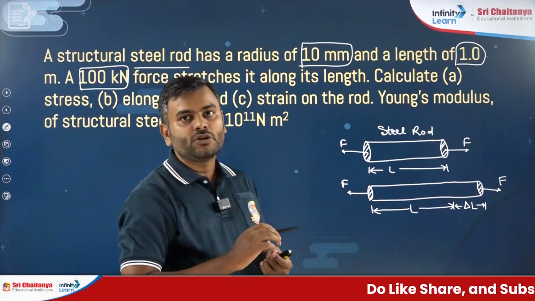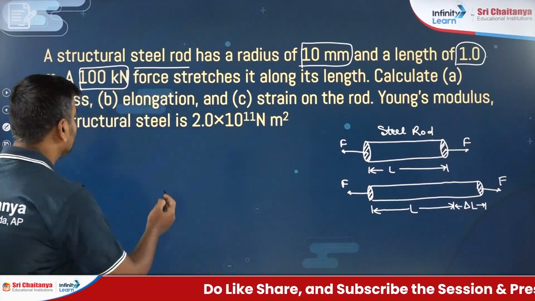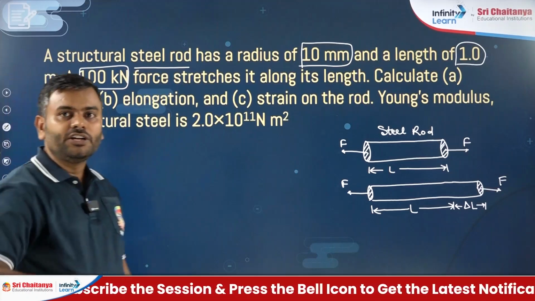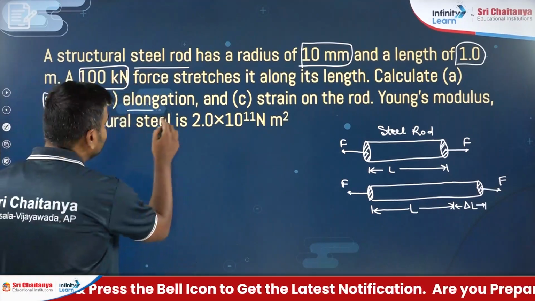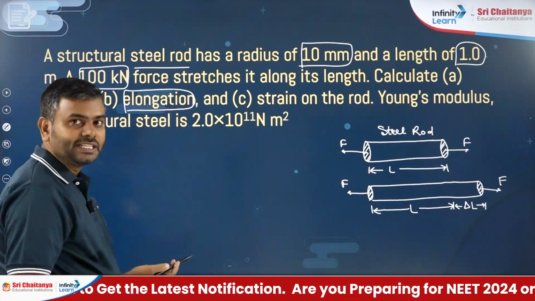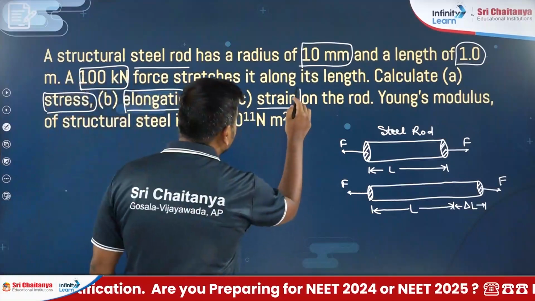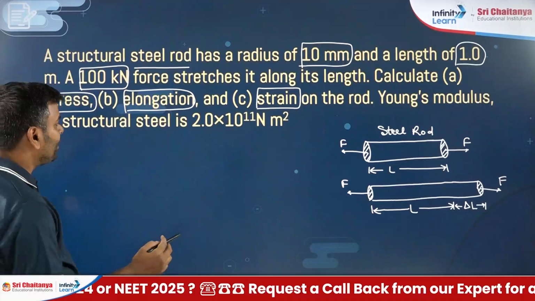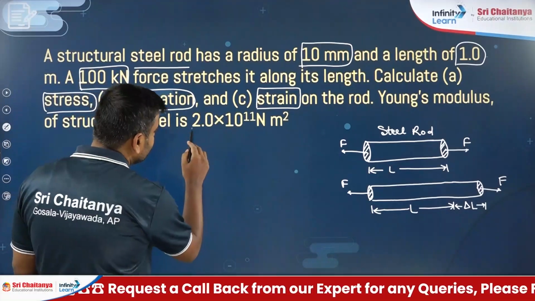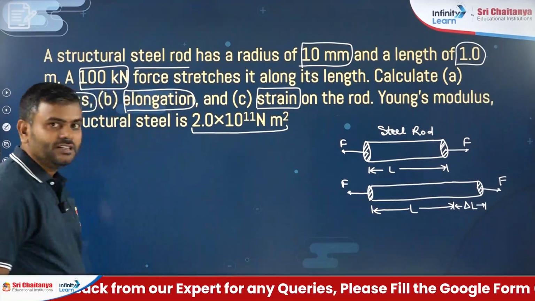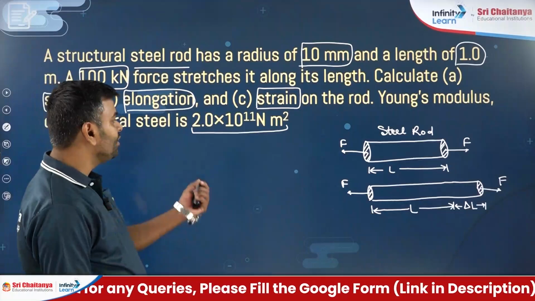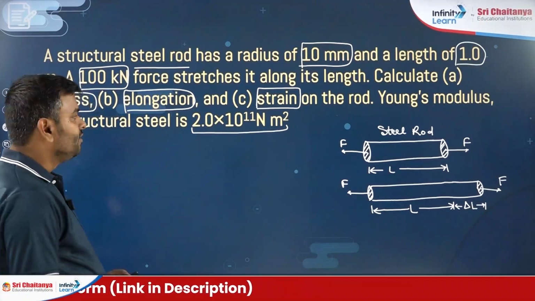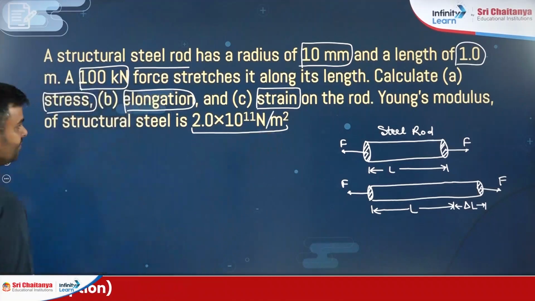Delta L is the change in the length of this rod compared to its initial length. In this particular question, they are asking us to calculate the stress generated in the rod during the elongation, the amount of elongation, which means delta L, and how much strain is there in the rod. They have also provided the value of Young's modulus of structural steel, which is 2 into 10 to the power 11 Newton per meter square. So quickly we can solve this.